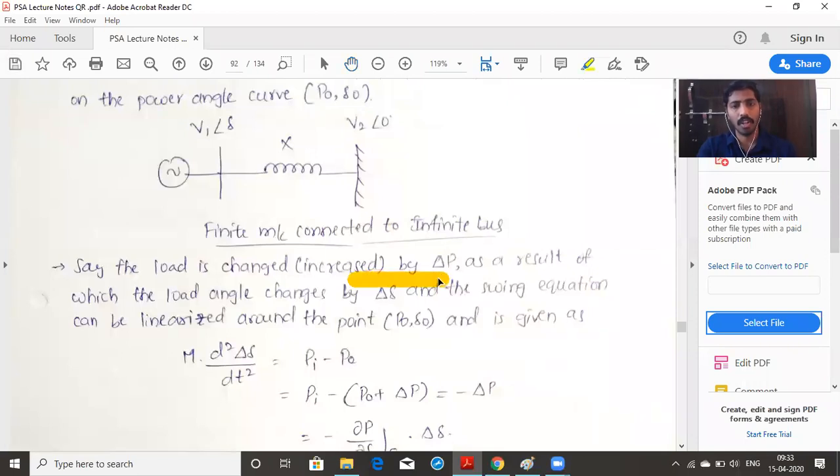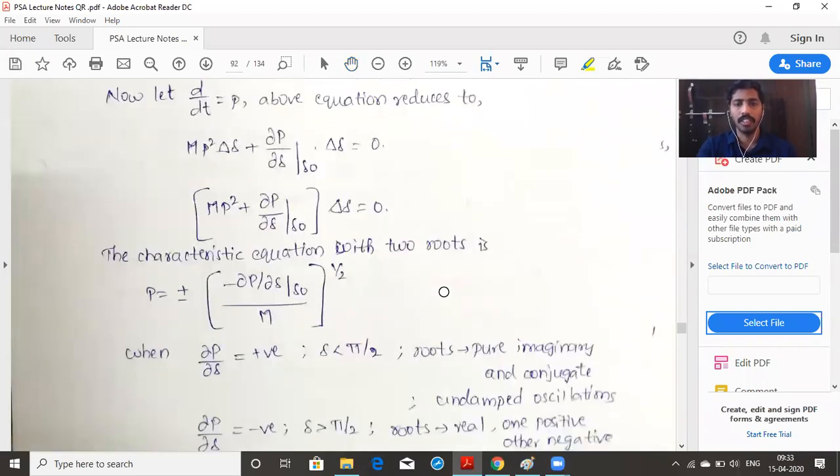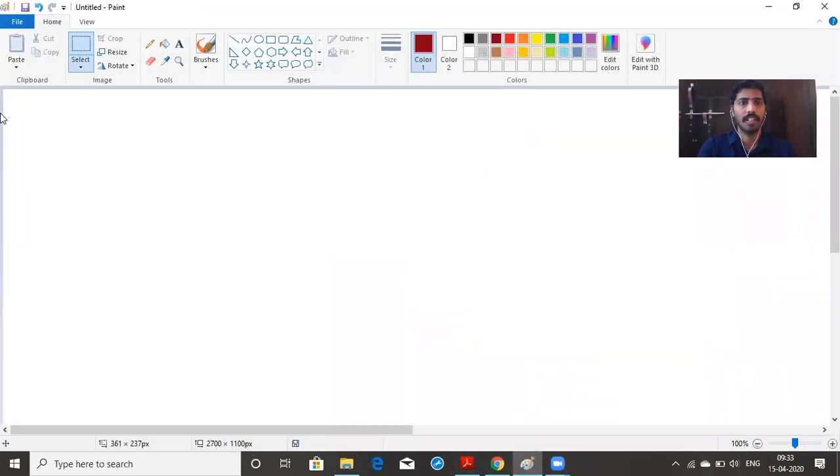With respect to that increase in the load, how are we going to calculate dP by d delta? dP is the change in active power, divided by the change with respect to angle. Whenever a disturbance takes place, there will be a change in the rotor axis and a change in the angle delta. Because of the change in delta, there will also be a change in power. So to determine the steady state stability, we need to find the change in active power with respect to change in delta, that is dP by d delta.